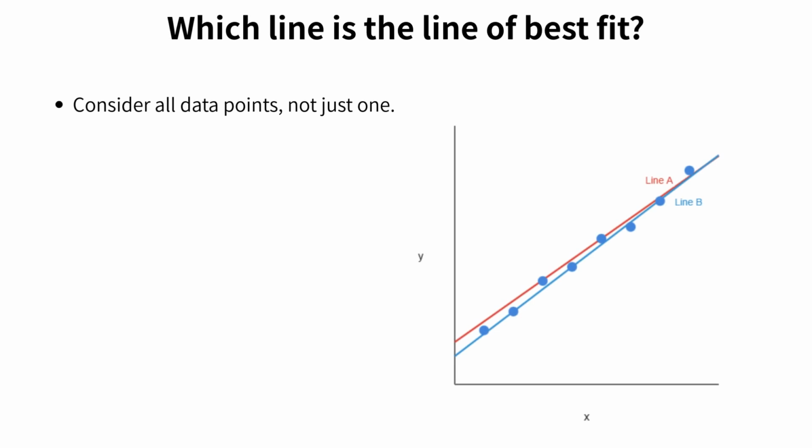Take a moment and really look at this graph. You see the same data points and two different lines. At first glance, both lines seem reasonable. Neither one looks obviously wrong. This is exactly the kind of situation the SAT likes to test. Now, don't rush to an answer. Don't focus on just one point where a line looks especially good or bad. That's the trap. Instead, remember the rule. Consider all data points, not just one.